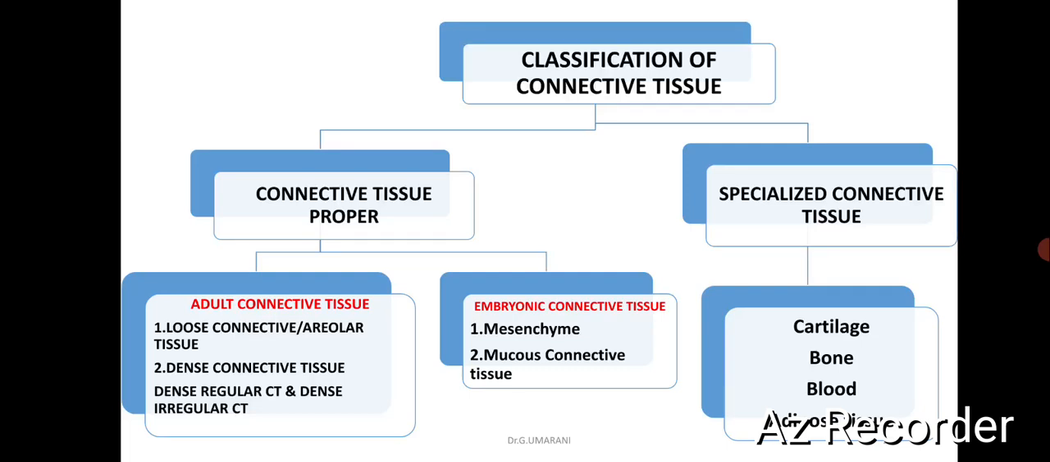Now coming to the classification of connective tissue. Connective tissue is classified into connective tissue proper and specialized connective tissue. Connective tissue proper is of two types. One is embryonic connective tissue, in which mesenchyme and mucous connective tissue are present. In the adult connective tissue, number one is the loose connective tissue, also known as areolar tissue. Number two is the dense connective tissue, divided into dense regular and dense irregular. Whereas specialized connective tissue is cartilage, bone, blood, and adipose tissue.